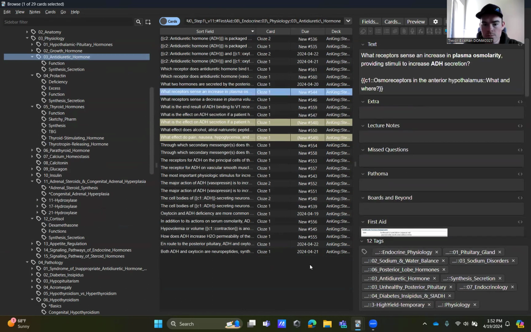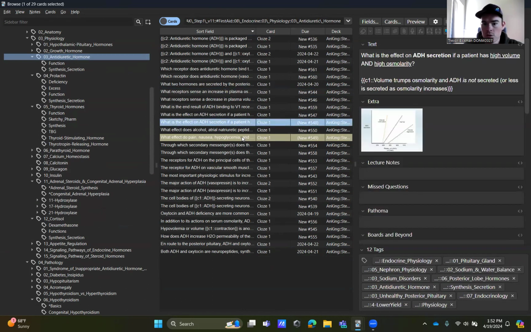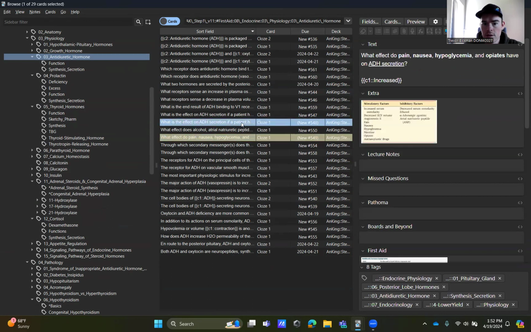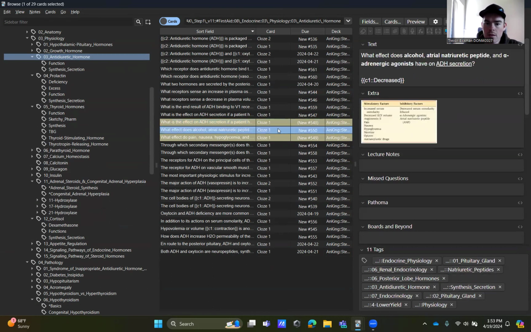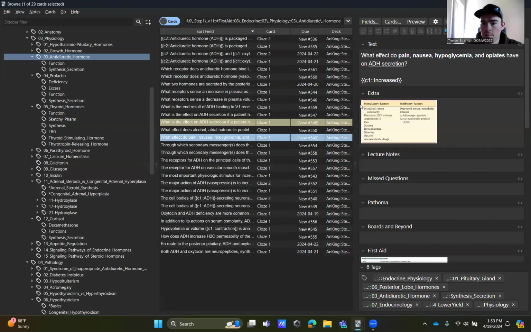And yours, you're going to want all of these cards except for two. The one that, yeah, basically, if high volume, high osmolarity, volume trumps osmolarity, ADH is not secreted because you have a high volume. Didn't want that. And then let's see what effect it paid. Yeah, and this one didn't pick up either.